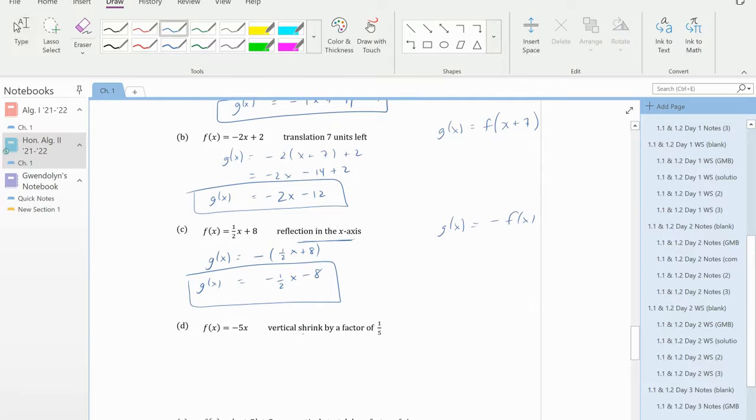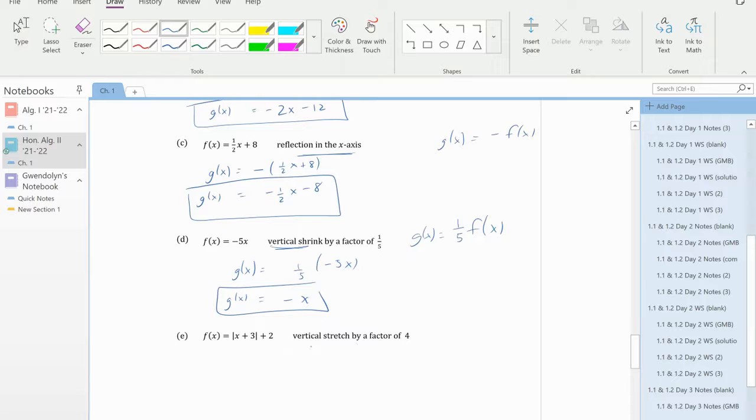Okay, we're going to shrink it vertically. Take the function you got now, shrink it vertically by a factor of a fifth. That means it's a fifth as high. That's your new function. So that g of x is a fifth of the function we have now, which is that.